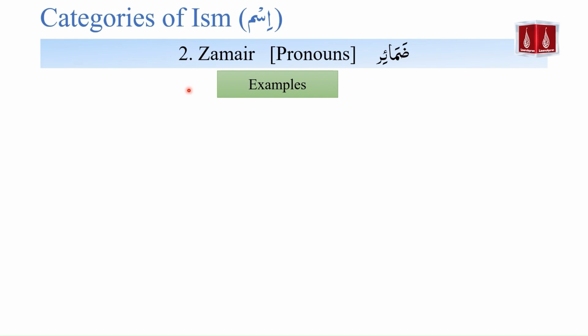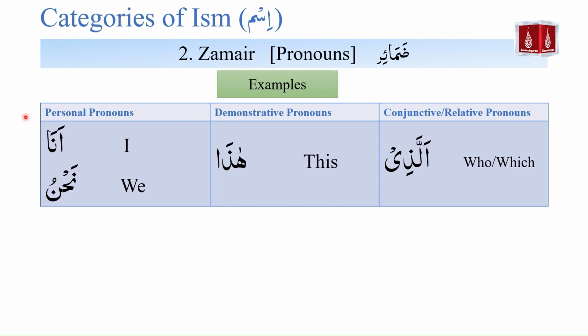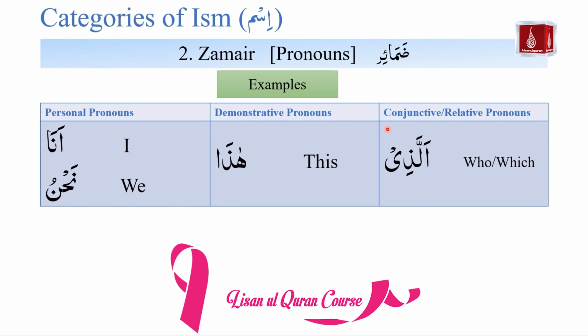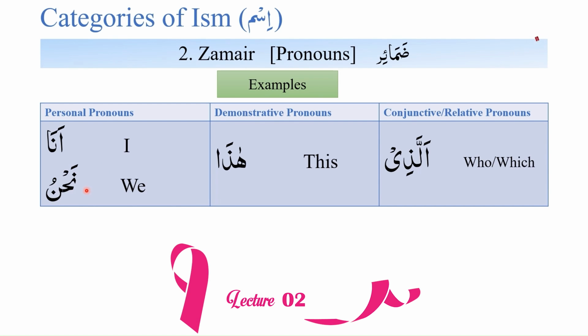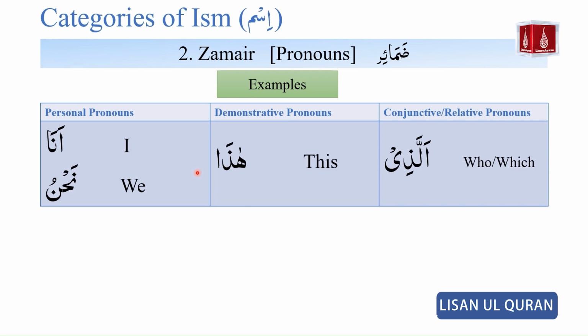Examples of zamay include the following. Zamay or pronouns can either be personal pronouns, demonstrative pronouns, or conjunctive or relative pronouns. Examples of personal pronouns include the word ana, which means I, or nahnu, which means we. Examples of demonstrative pronouns include the word haza, which means this. Examples of conjunctive or relative pronouns include allazi, which means who or which.